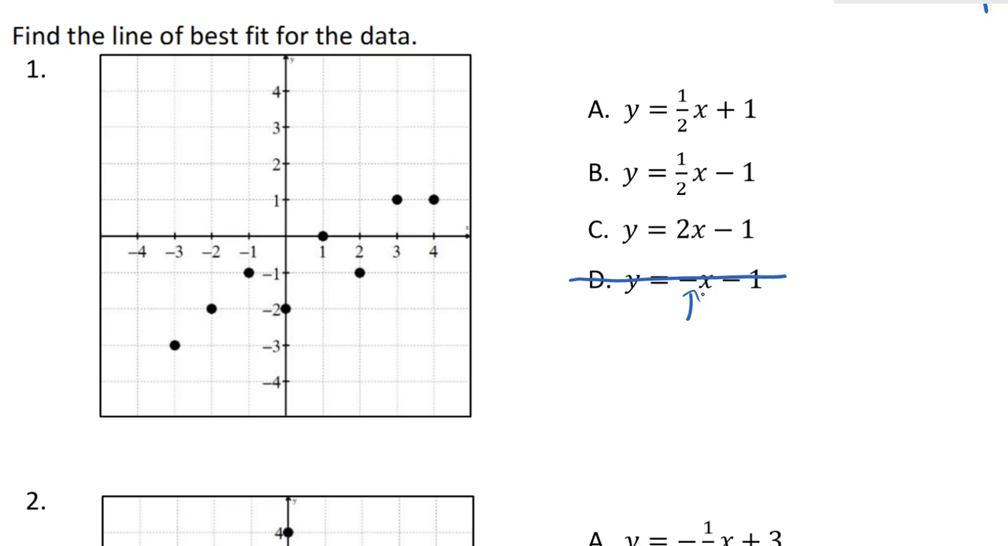All right, then we're going to look at the y-intercept. Is the y-intercept at +1 or -1? Those are our options, and it looks like it's going to be at about -1, so we can eliminate A. So now our choice is a slope of 1/2 or a slope of 2, or 2/1.